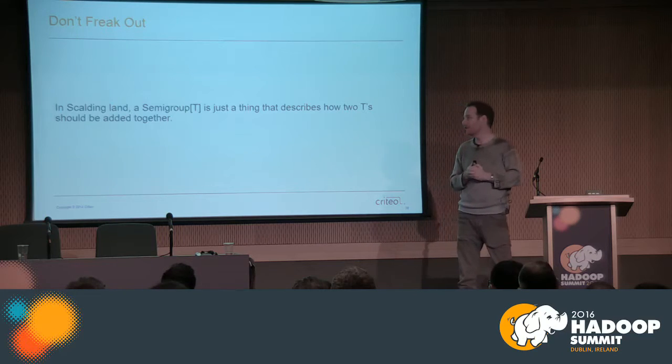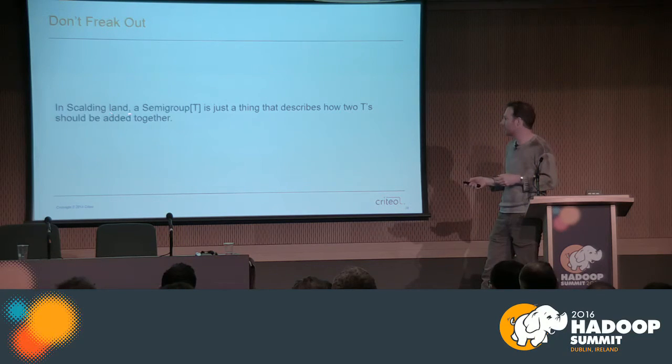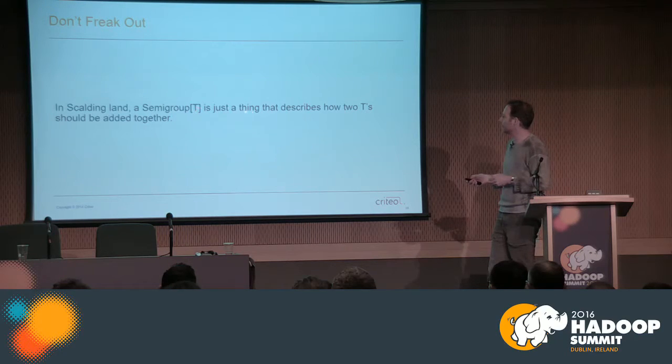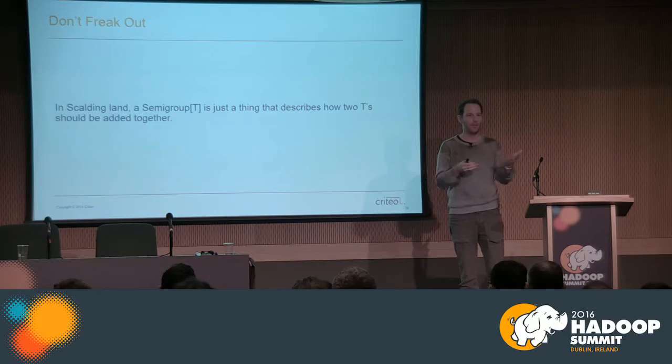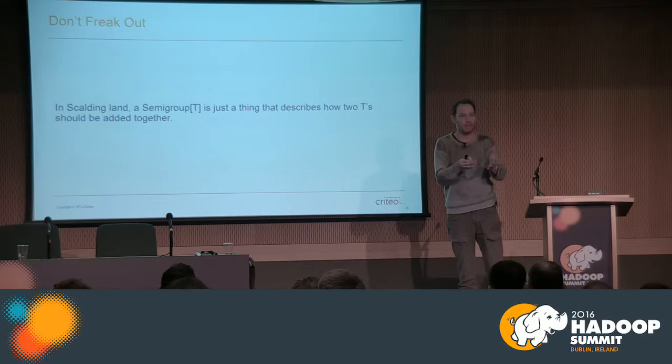So basically what you need to know here is that in scalding land, well actually algebra, a semigroup of T is just a thing that describes how two T's should be added together, and that's it. So you've got two T's, we're going to do an aggregation, we need to figure out how to combine them. That's it.